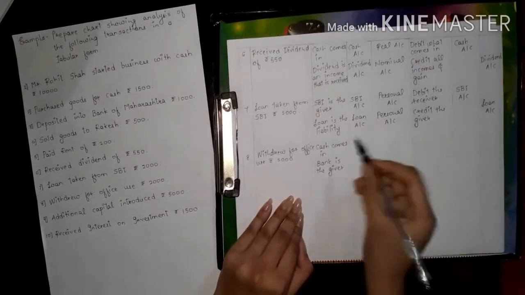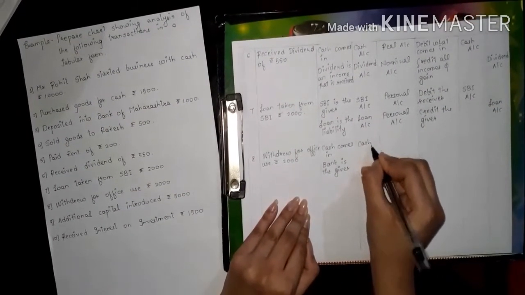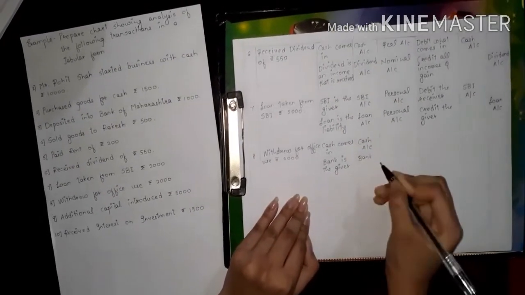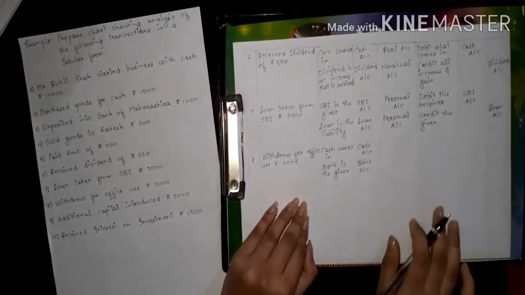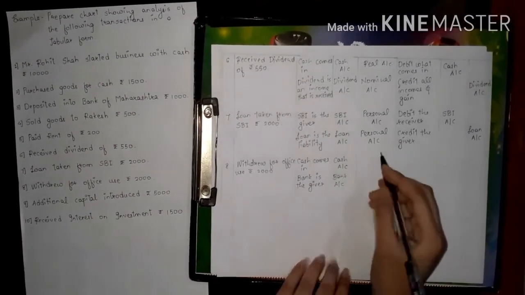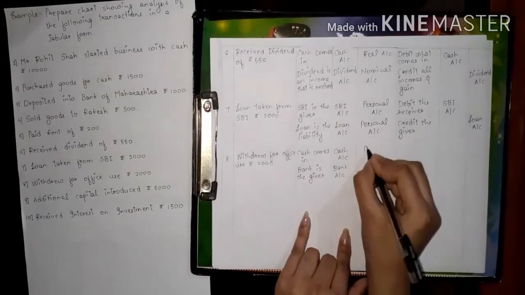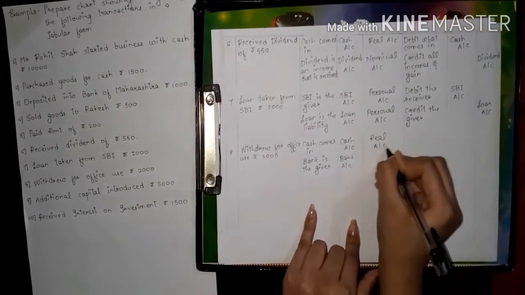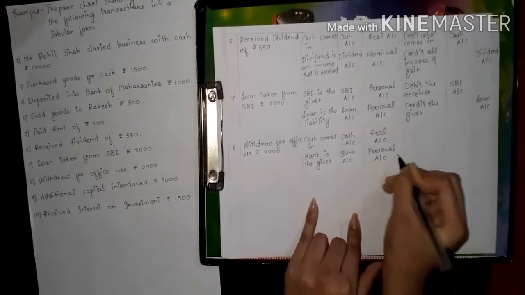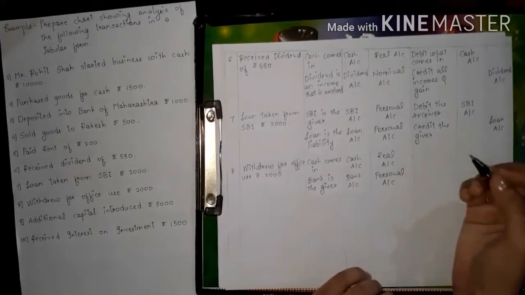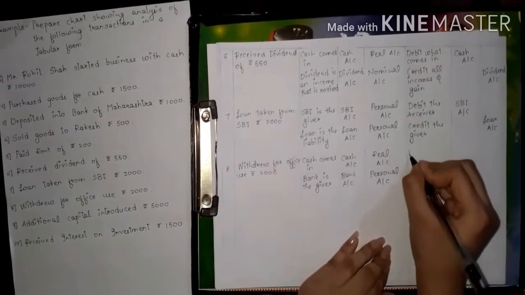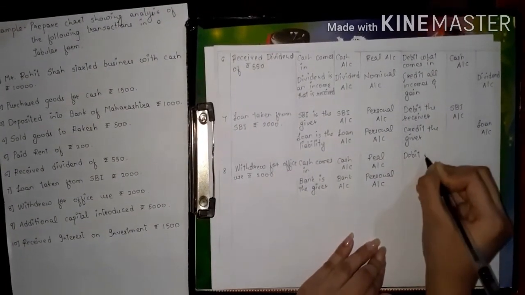Accounts involved: first is cash account as usual, and the other is bank account, because cash is being withdrawn from bank. Now rules, classification, sorry. Cash account is a real account and bank account is a personal account. Rule for real account: debit what comes in and credit what goes out. Here cash has come into the business, so debit what comes in.